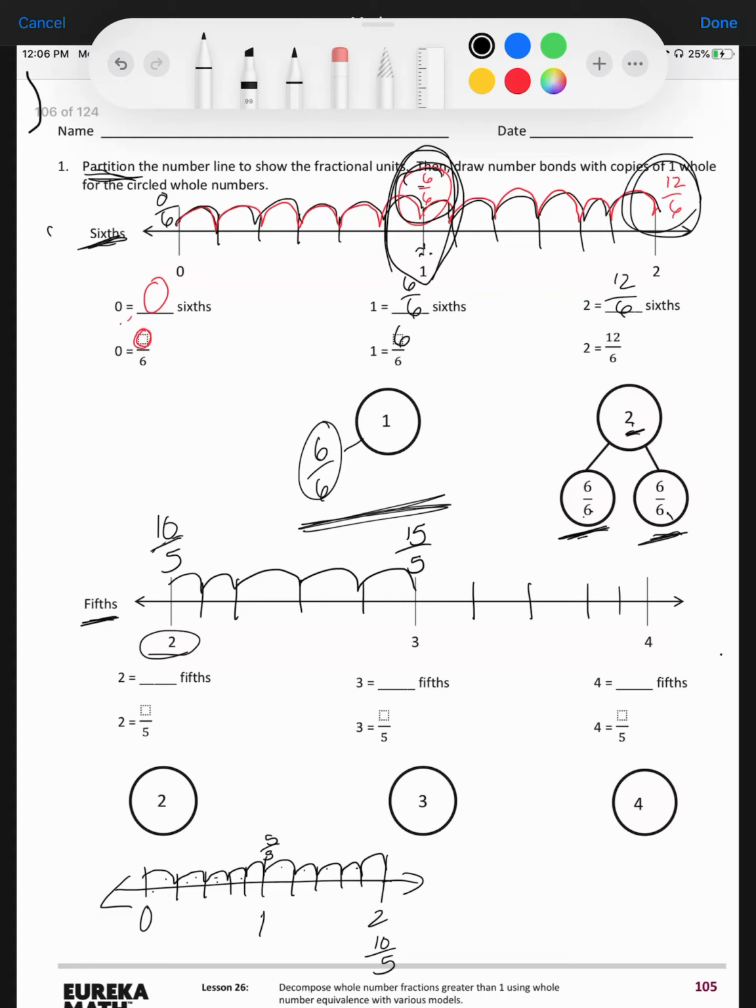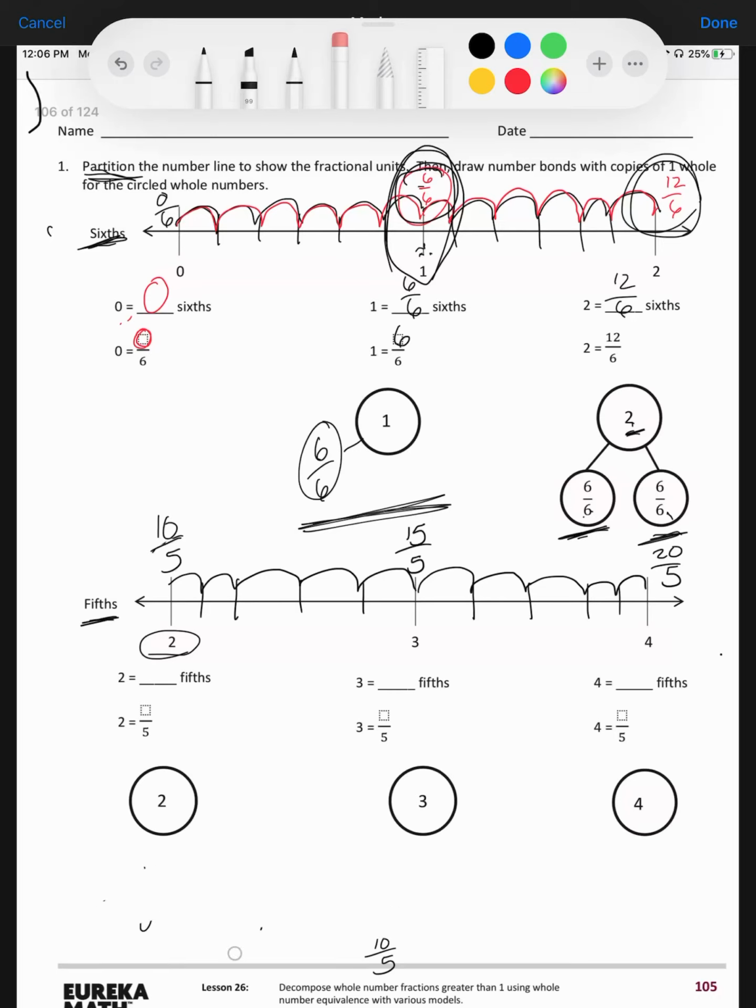Let's keep going. 16/5, 17/5, 18/5, 19/5, 20/5. So we've partitioned our number line. Now we need to do our number bond. 2 is equal to how many fifths? If you look up here on our number line, 2 is equal to 10/5.